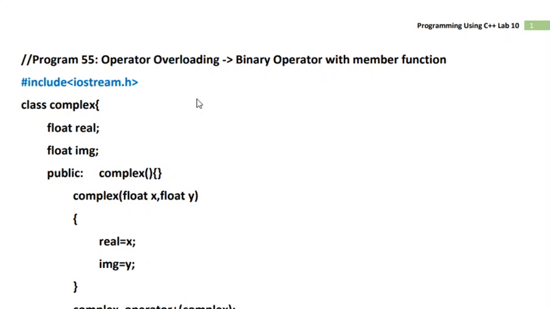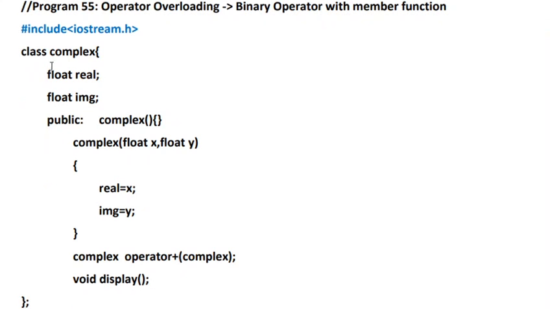So in today's class, we're going to learn about overloading binary operator. Whenever we are trying to overload a binary operator, it can be overloaded with the help of a member function, or with the help of a friend function. Whenever you overload a binary operator with a member function, you need to provide one argument. And whenever you overload a binary operator with a friend function, you need to provide two arguments. So that is the basic consideration.